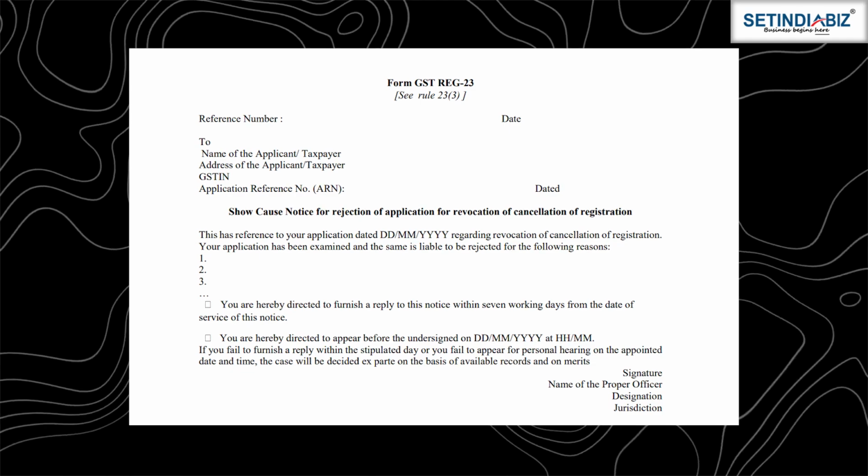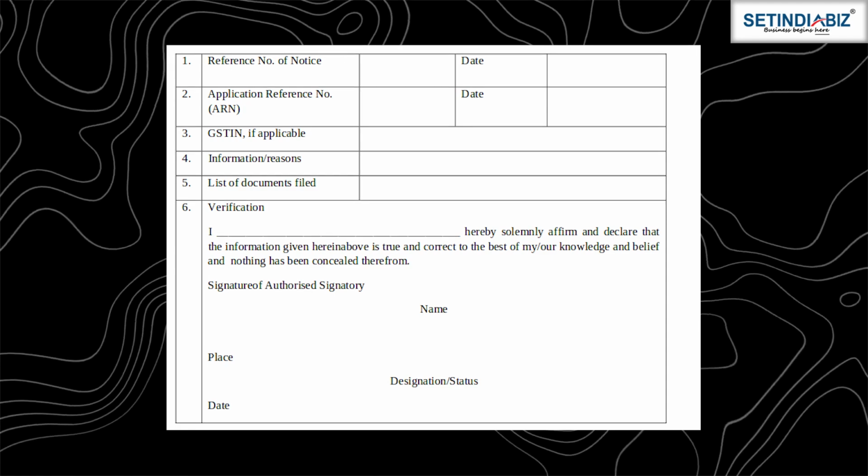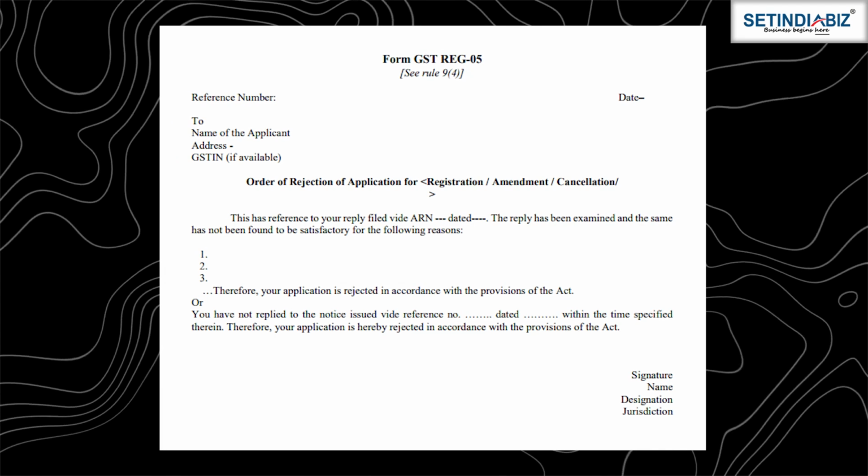But if they need more information before making a decision, they'll issue a show cause notice using Form GST REG-23. And you will need to respond to this notice within 7 days using Form GST REG-24. Finally, if the authorities decide to reject your revocation application, they'll notify you using Form GST REG-05. And that's how you can restore a forcefully surrendered GST registration.